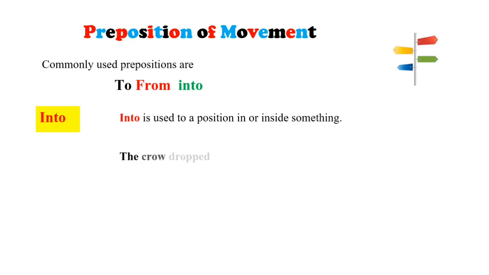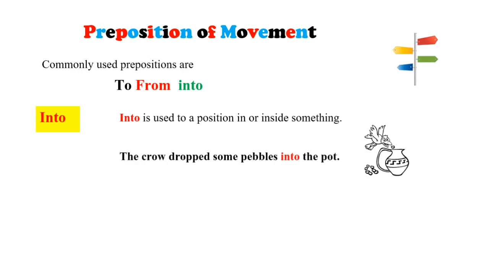The crow dropped some pebbles into the pot. Here the crow is dropping the pebbles into the pot, meaning the pebbles are moving from the crow's beak and going inside the pot. So it is entering inside the pot. So we can say here, the crow dropped some pebbles into the pot.